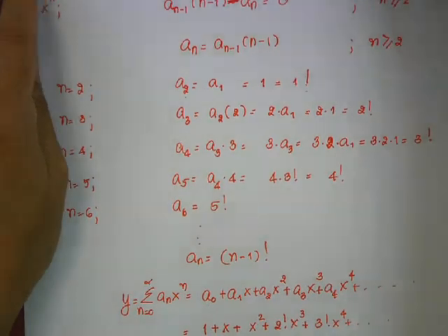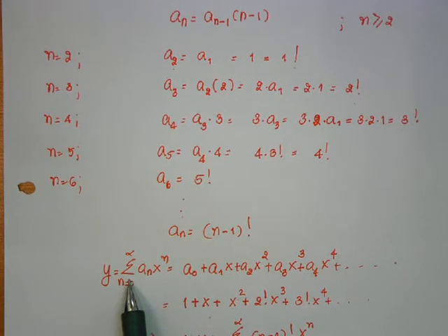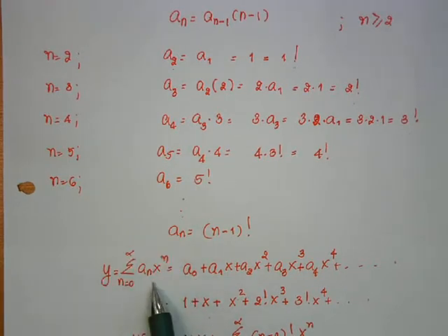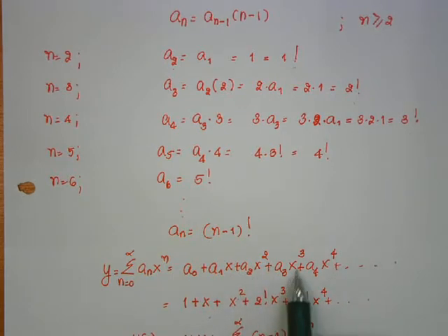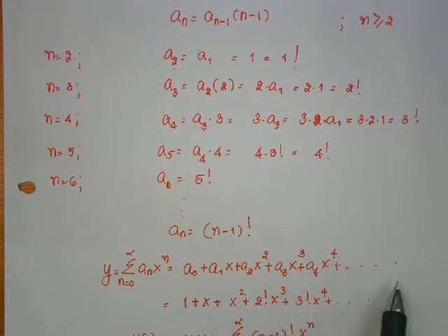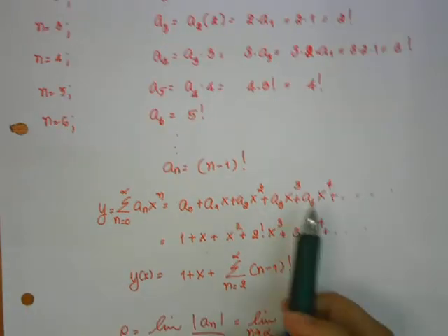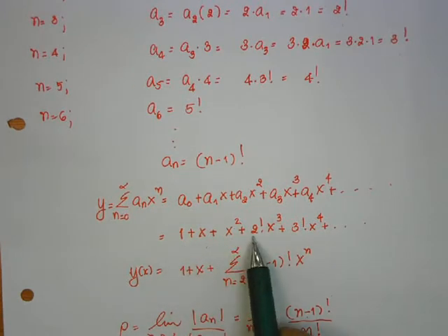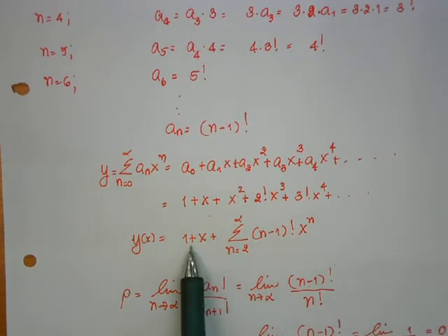So from this, the solution would be whatever I just assumed from the beginning. And then I just write this term, distributing this term. So I would get a0 times x to the power 0 plus a1 times x plus a2 times x to the power 2 plus a3 times x to the power 3, and so on. And then I plug in the numbers for a0, a1, a2, a3 there. I would get 1 plus x plus x squared plus 2 factorial x to the power 3 plus 3 factorial times x to the power 4.